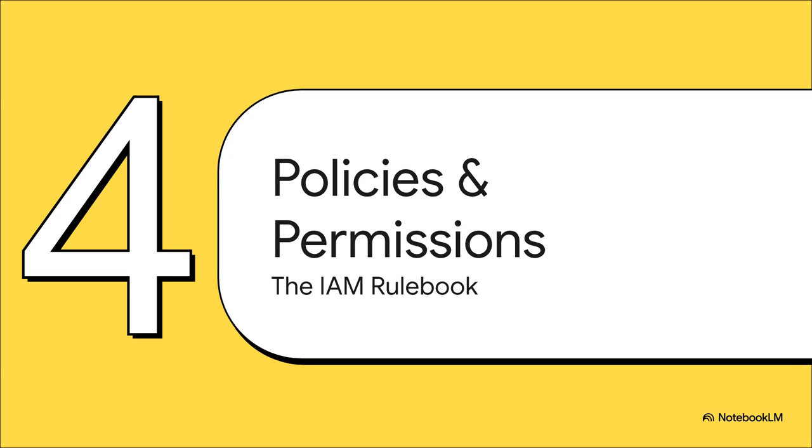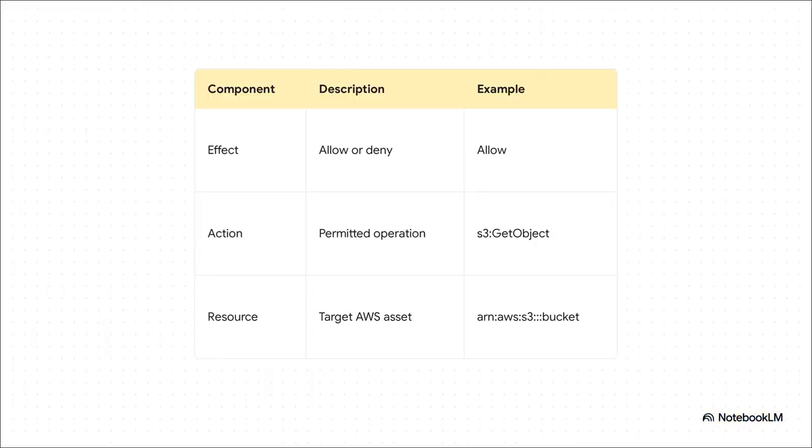Section 4. Policies and least privilege. All right, let's dive into the actual rulebooks that give those users and groups their power. We're talking about policies. Now, policies are just JSON documents that define what is allowed or denied. And don't let the JSON format intimidate you. I promise it's actually really straightforward.